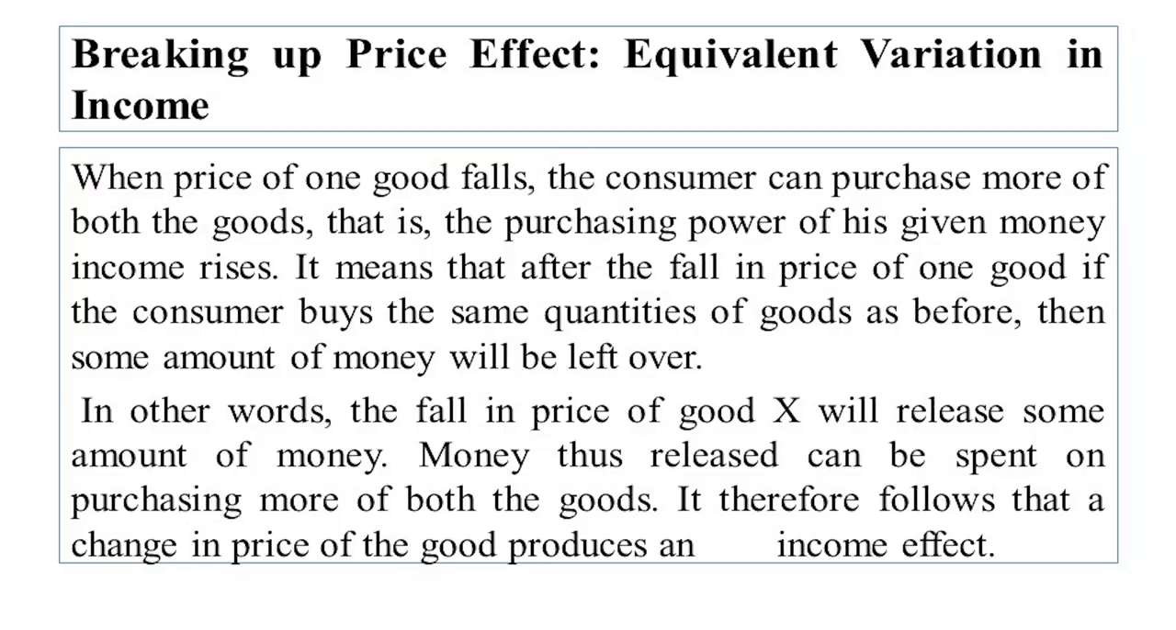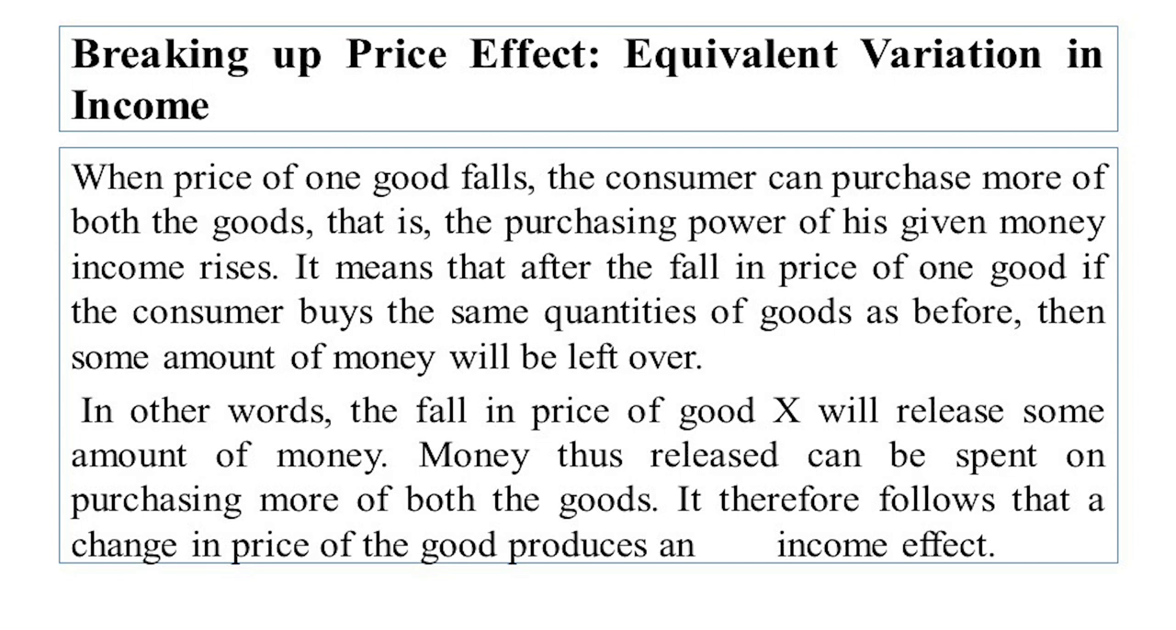Thus, in this equivalent income variation method, substitution effect is shown along the subsequent indifference curve rather than the original one. How this price effect is decomposed into income and substitution effects through equivalent variation in income is shown in figure 8. When price of good X falls, the consumer can purchase more of both the goods, that is, the purchasing power of his given money income rises.